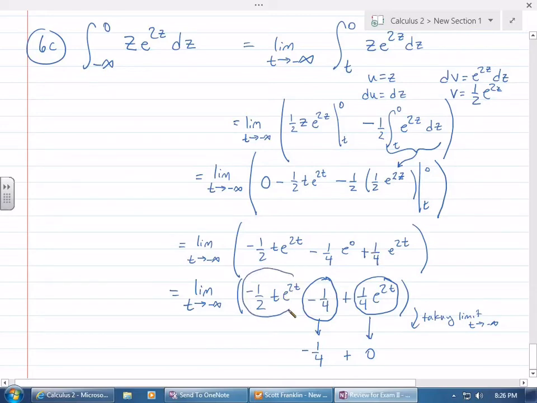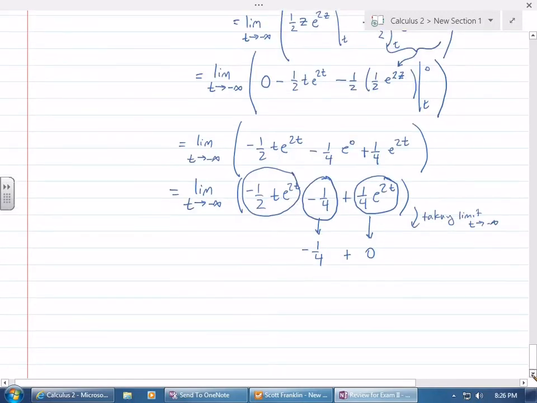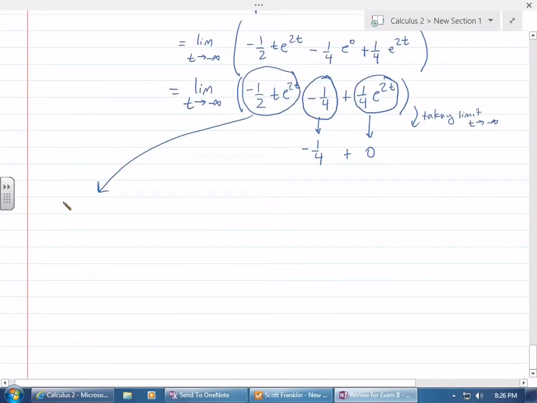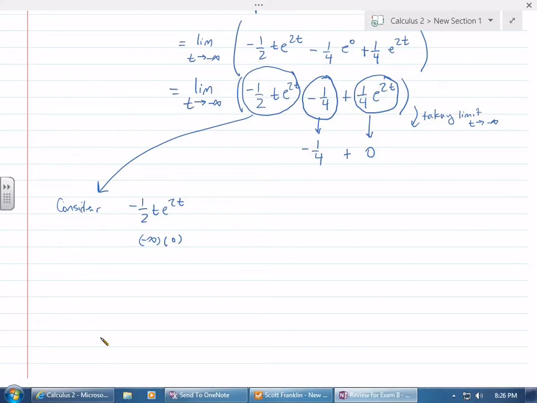Now this one's a little bit more challenging. We did one like this in class. Consider negative 1/2 t e to the 2t. Now as t goes to negative infinity, that's like negative infinity times 0, isn't it? Well, infinity times 0 is indeterminate. You don't know what it is. So what was the rule we had to apply? It was L'Hopital's rule. Remember L'Hopital? But L'Hopital only works whenever you have infinity over infinity or 0 over 0. It doesn't work on infinity times 0.